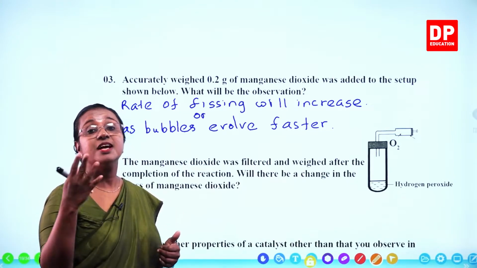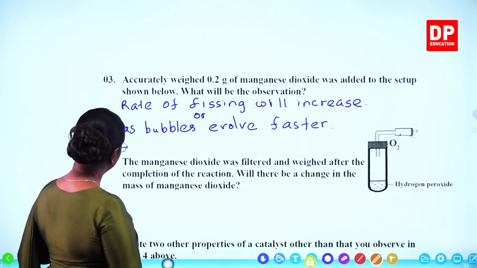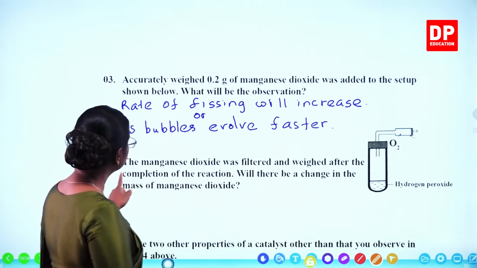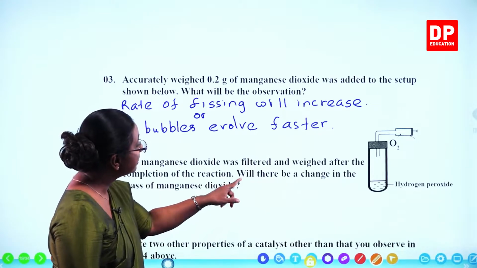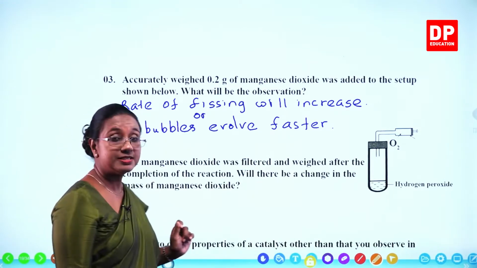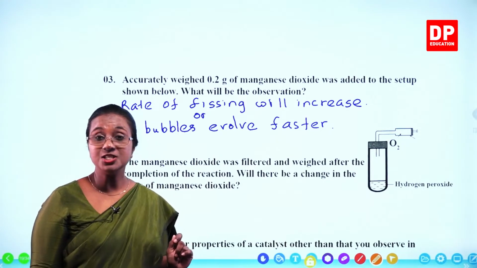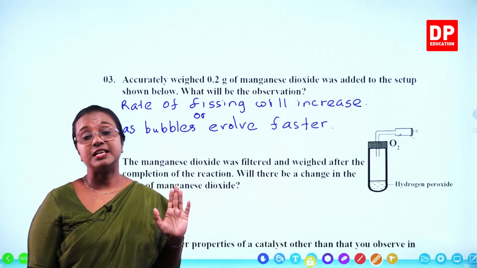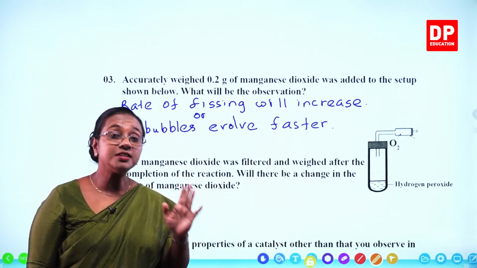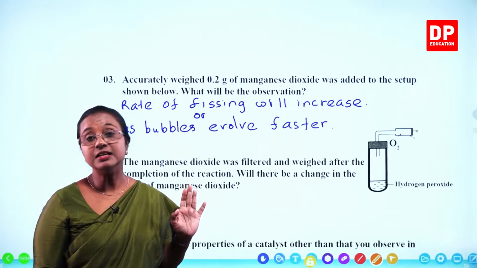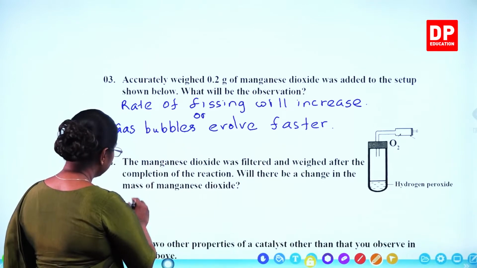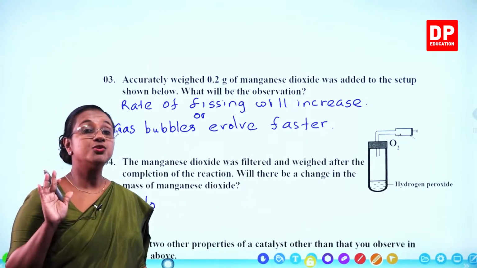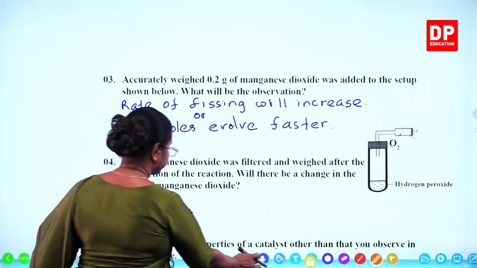of reaction is higher. Then the fourth one, the manganese dioxide was filtered and weighed after the completion of the reaction. Will there be a change in the mass of manganese dioxide? Will there be a change? No. Why? Because a property of catalyst is that it is not chemically consumed during the reaction. So therefore, the mass will not change. The answer is no. You all should know the reason as well.